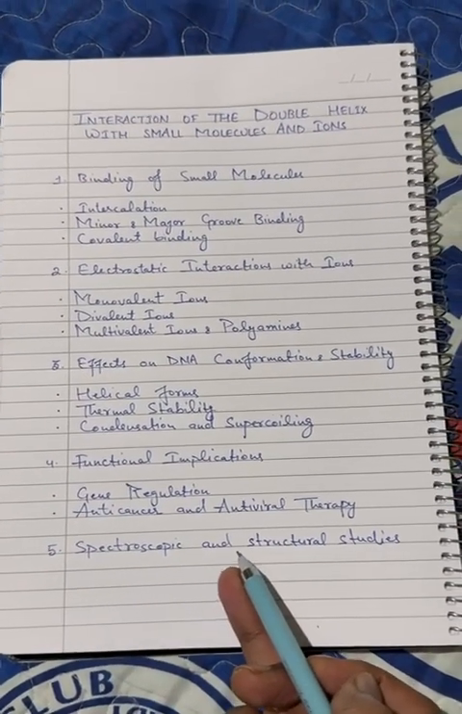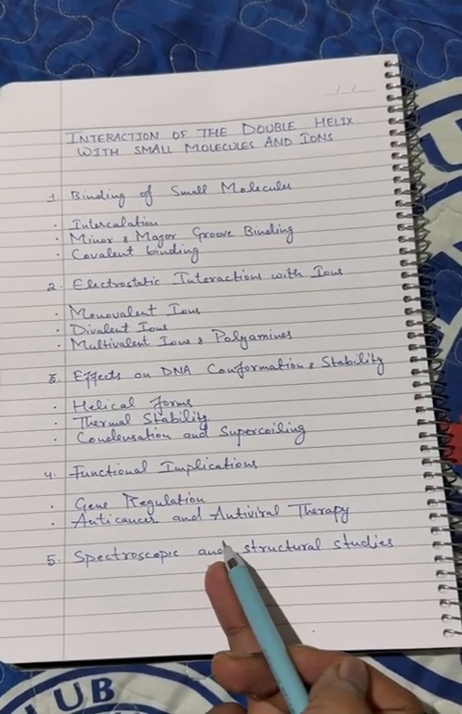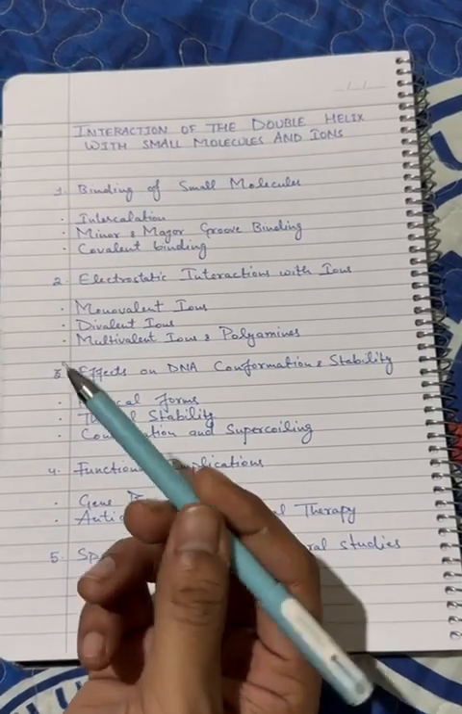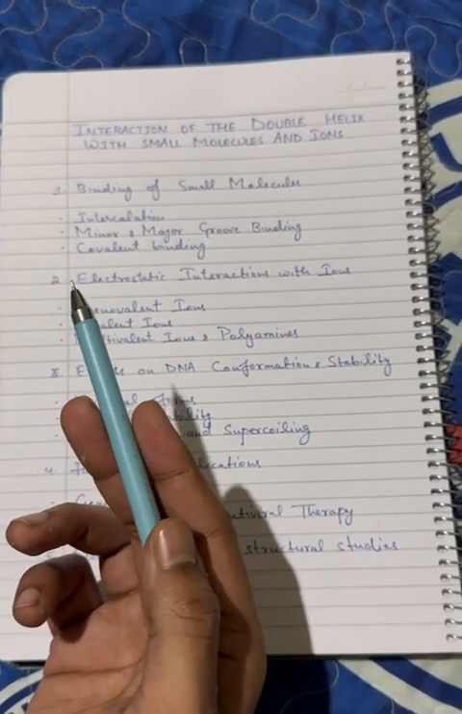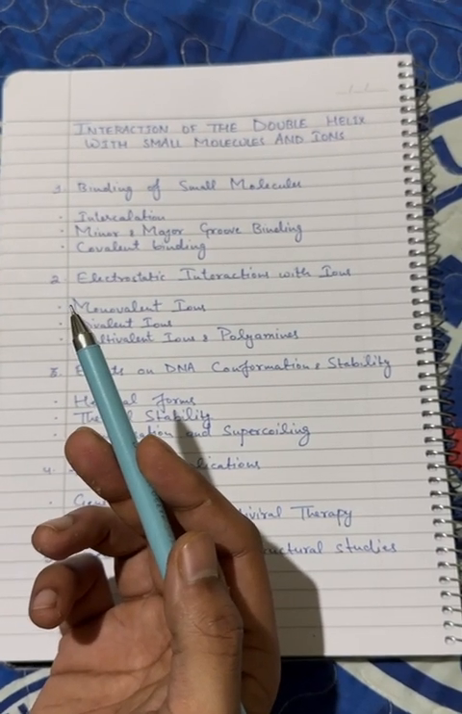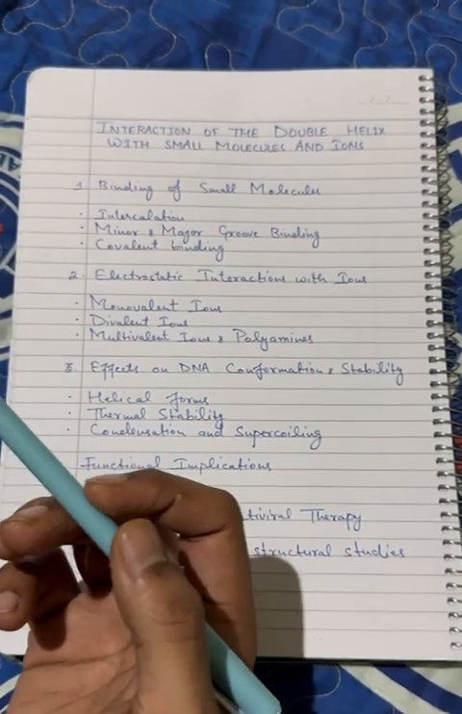Spectroscopic and structural studies. Techniques like X-ray, NMR, and atomic force microscopy are used to study the interaction at high resolution, while circular dichroism, CD, and UV-visible spectroscopy help assess structural changes in DNA induced by binding.